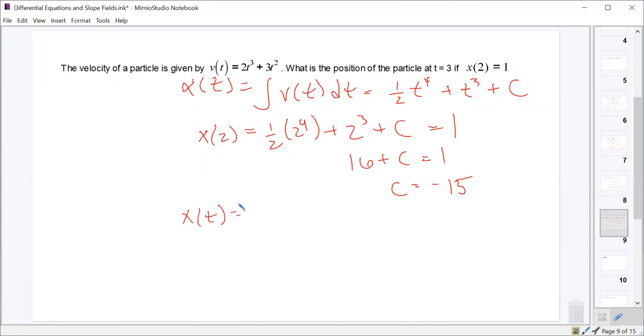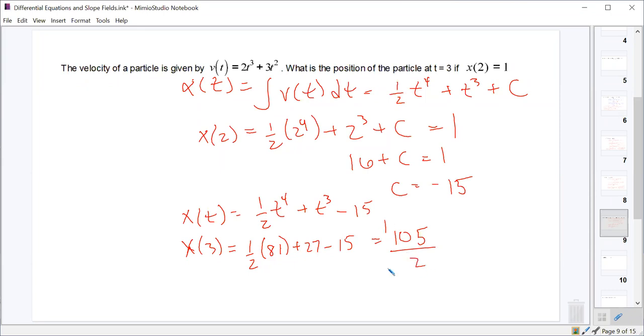X of t is equal to 1/2 t to the 4th plus t cubed minus 15, and we want x of 3. And what do we get? That's 81/2 plus 12, which I guess is 105/2. Good or no? Good. Good.